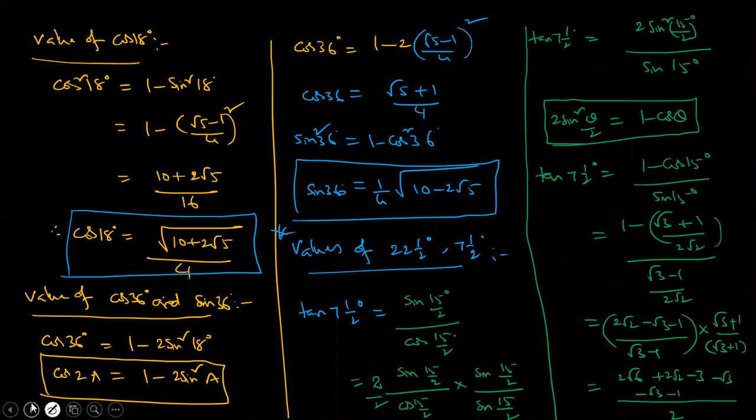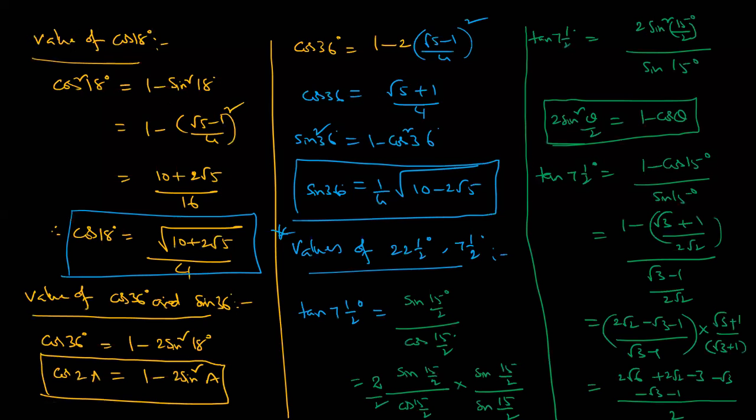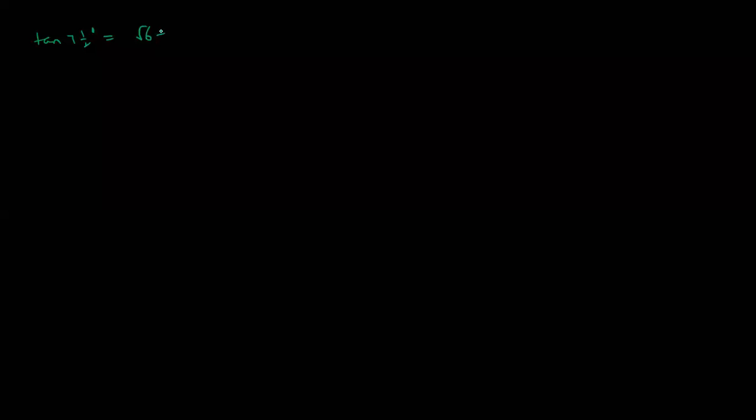So after simplifying, what answer is coming? Tan 7.5 is root 6 plus root 2 minus 2 minus root 3 is coming. Yes. Please tell me, that is how much? Anyone? So tan 7.5 degrees is equal to how much? Root 6, please tell me, anyone? Minus root 3. Yes, plus root 2. Root 6 plus root 2 minus root 3 minus 2. That is the answer.